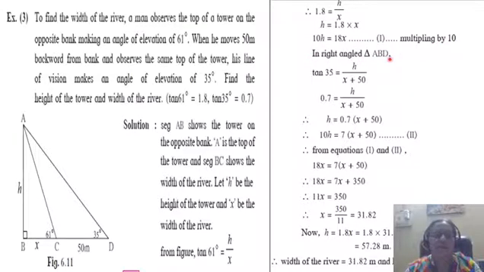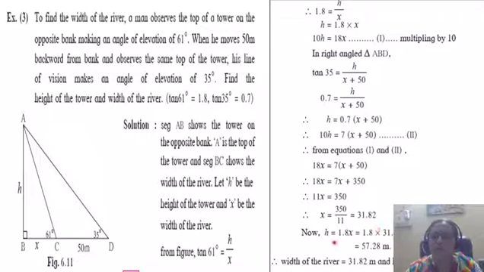In right angle triangle ABD, observe tan 35 degrees, this angle is 35, is opposite upon adjacent. So tan 35 is 0.7, h upon x plus 50. Simplify this by cross multiplication. Multiply by 10 if required to remove the decimal so that calculations are easy. Observe equations 1 and 2. 18x is equal to 7 into x plus 50, because both values represent 10h. So equate it. You have x is equal to 350 by 11, that is 31.82.